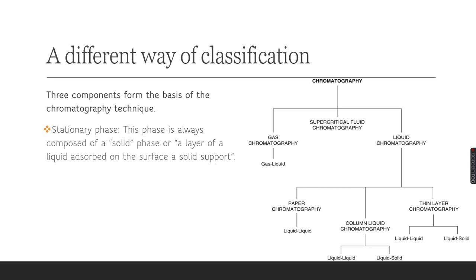So basically there are three components, as you already discussed. One is the stationary phase, which is a solid, or a layer of liquid adsorbed onto the surface of the solid support, which is actually interacting. Maybe one kind of film is produced on the solid.